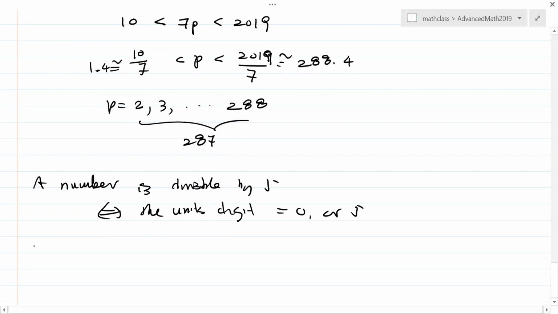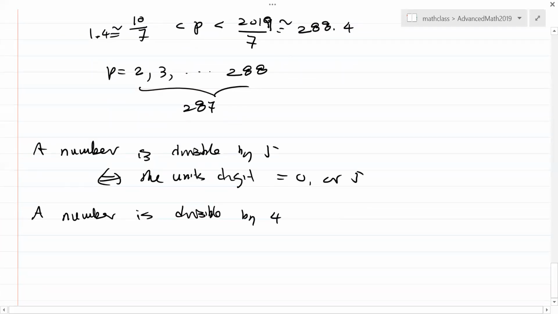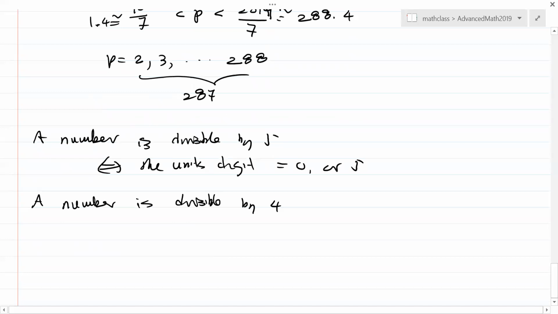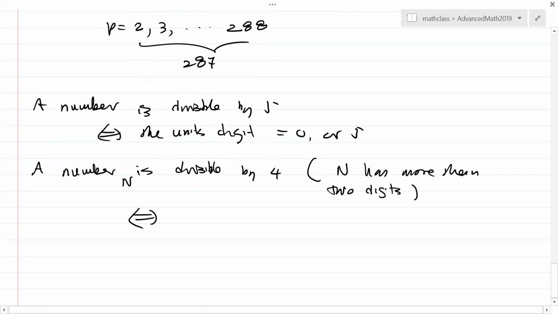Divisible by 4, how do you check? A number is divisible by 4. How do you check? If I give a 4-digit number, how do you check? You basically just need to check the last two digits. We assume this number is n, and n has more than 2 digits. Then, if and only if the number formed by the last 2 digits is divisible by 4, then it's really easy to check, okay?